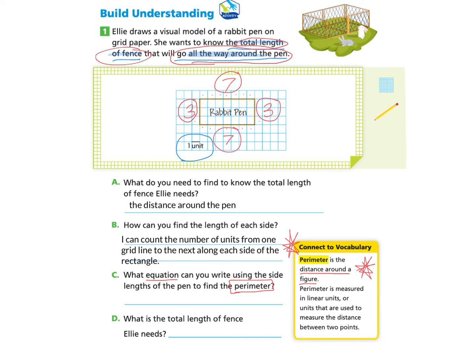If you know it, go ahead and pause and write it and come back to check. Otherwise, you can follow along with me. We are going to take all the sides and add them together to get the total amount. Again, if you would like to pause and do this math equation, you may do that. When you come back, you will find that the answer is 20. So part D, what is the total length of the fence Ellie needs? The answer is 20 units.